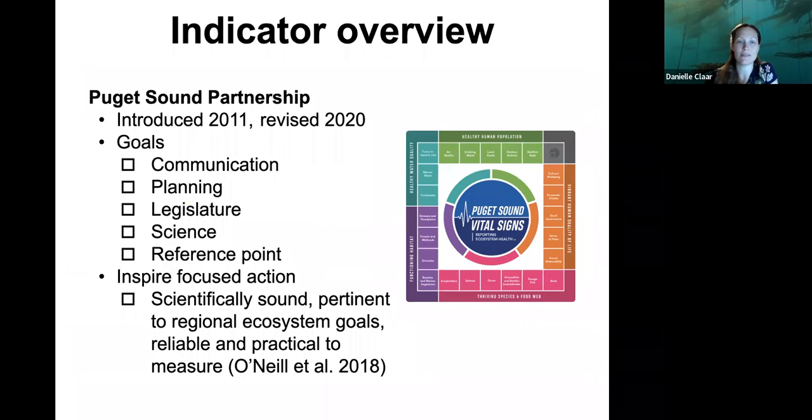The Puget Sound Vital Signs Project was introduced in 2011 and revised in 2020. Its primary goals are to improve communication, assist planning, inform the legislature, conduct rigorous science, and develop a reference point for changes within the sound. And the purpose of this program is to inspire focused action by developing products that are scientifically sound, pertinent to regional ecosystem goals, and that are reliable and practical to measure.